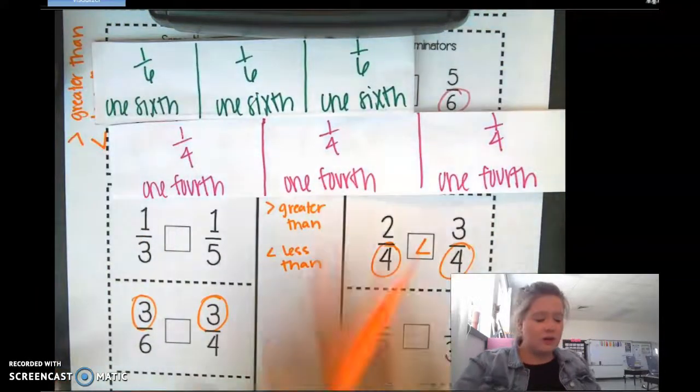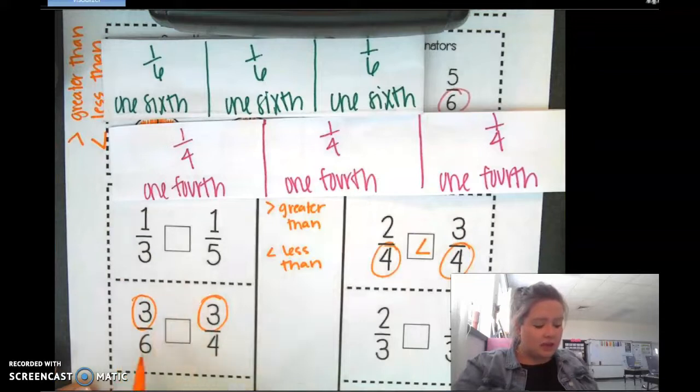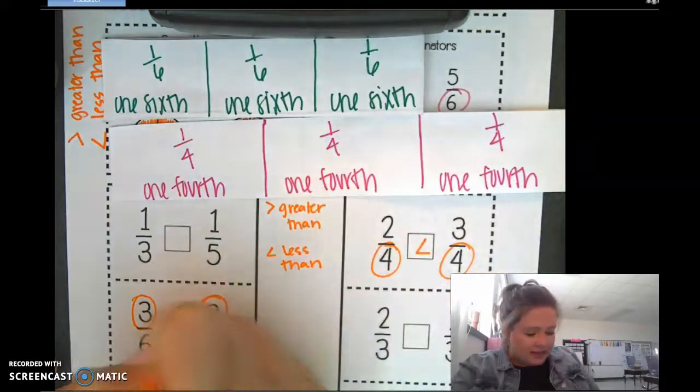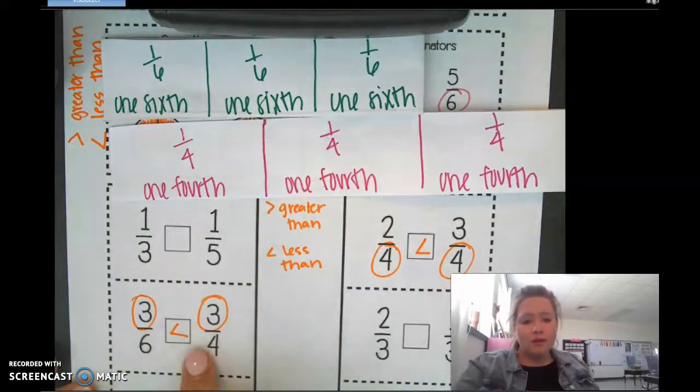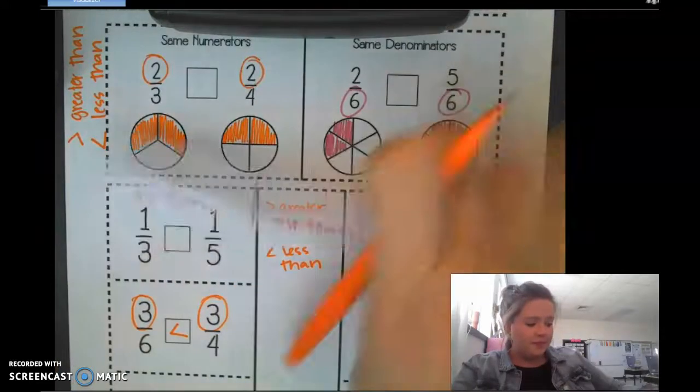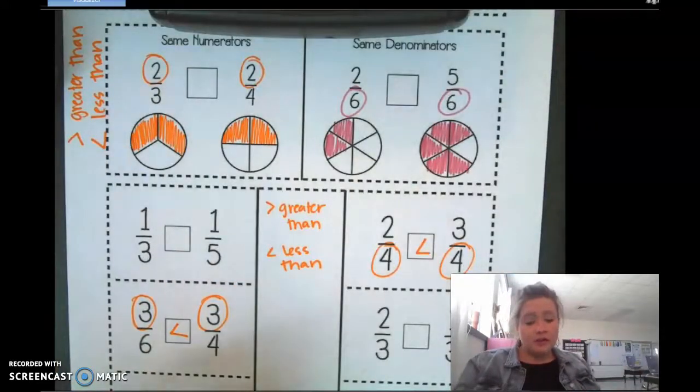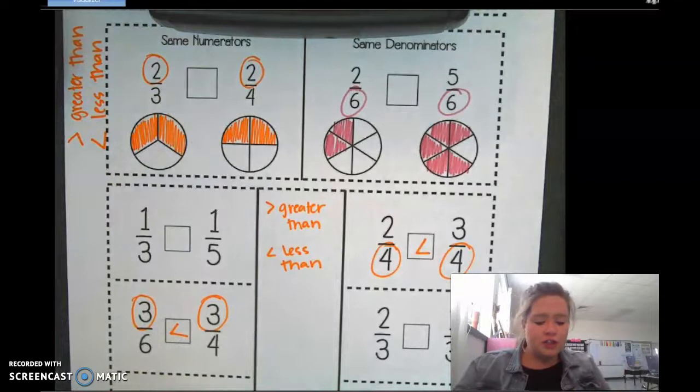Great job. You guys are getting really, really great at this. 3/6 is going to be less than 3/4. Okay? I want you to get out 2/3 and 1/3. So you need to just get out your thirds, 2/3 and 1/3.